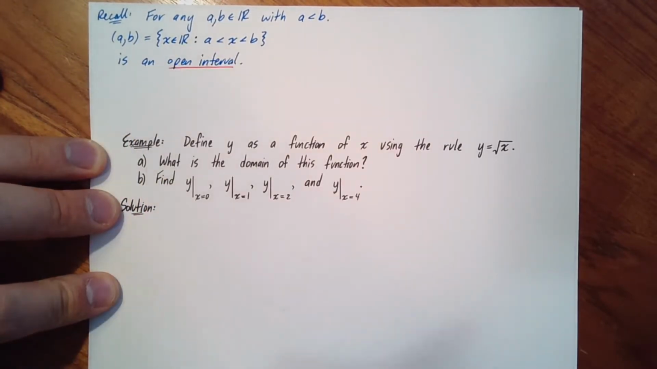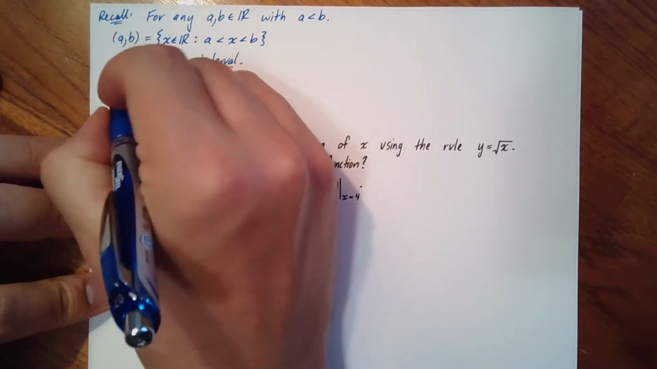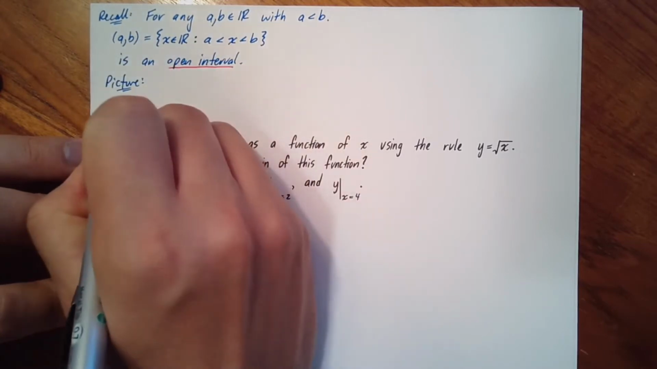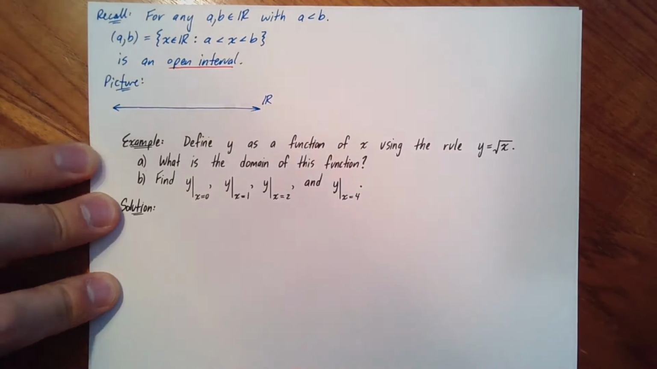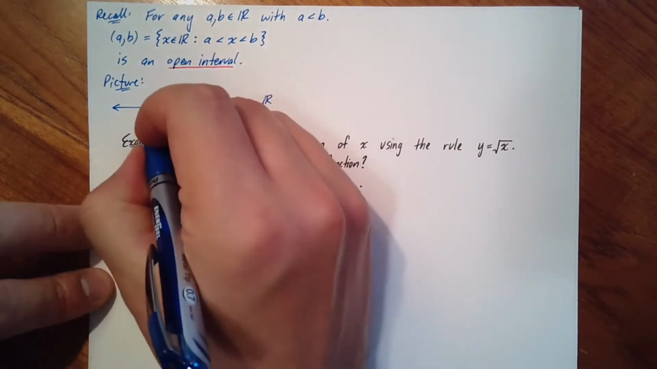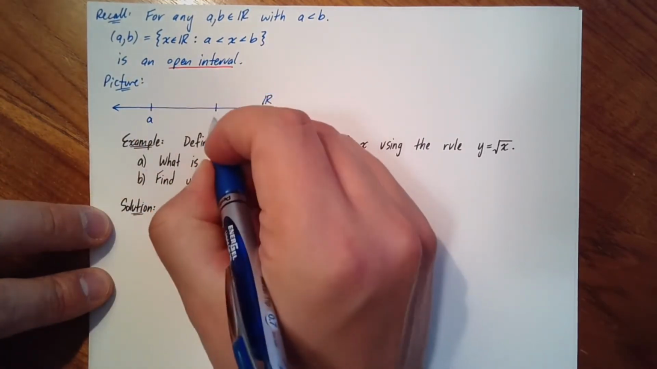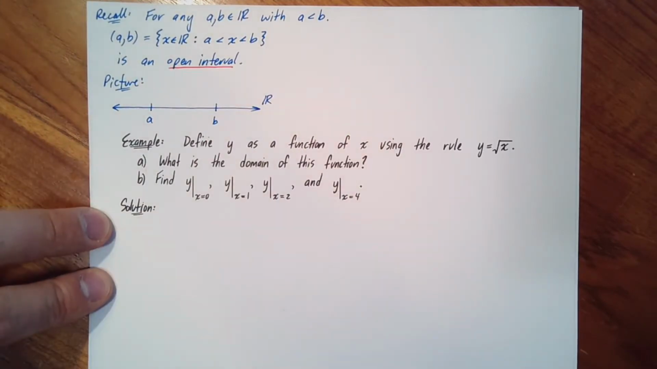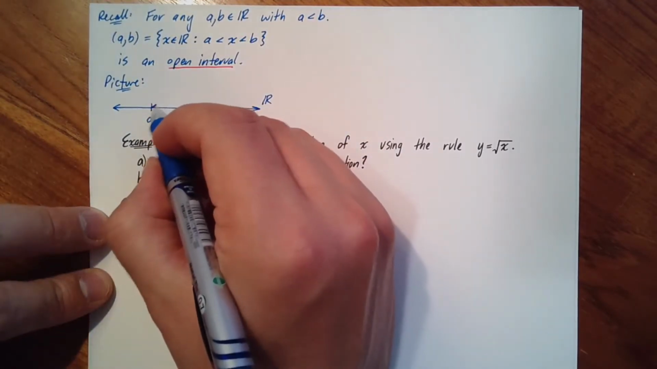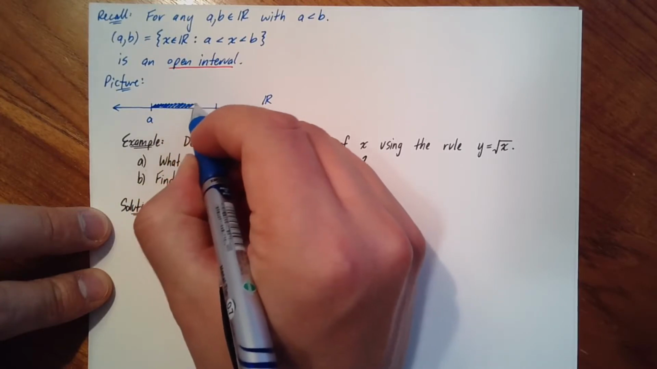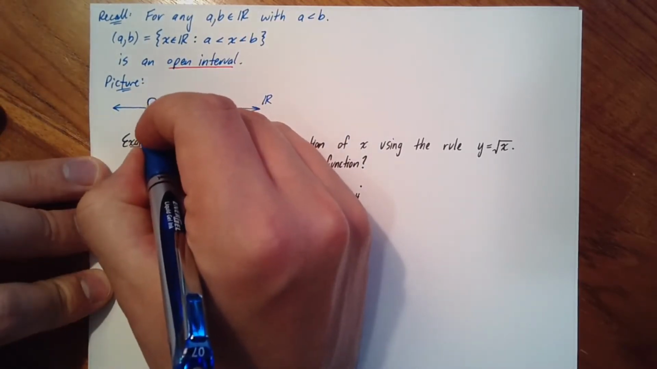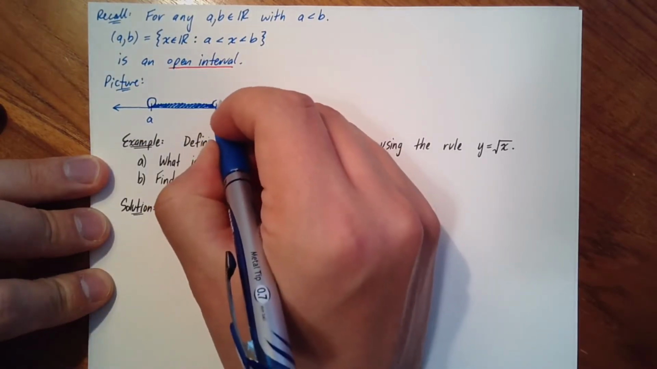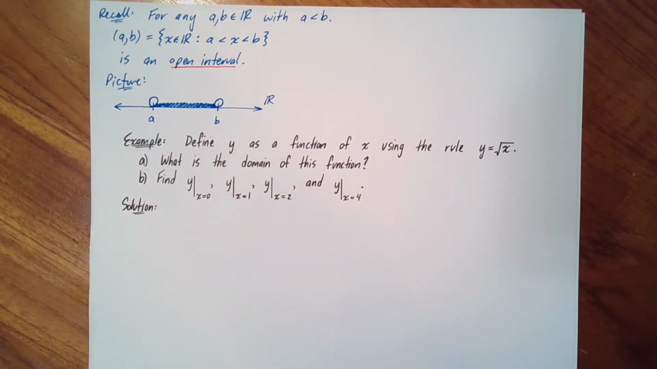And the picture, just for emphasis, is going to look like this. You've got the number line. Shall we just label it R for good measure? So A, let's say, is here, and B is here. I want the points in between. That's what that interval is going to represent. And to be more specific, I don't want to include A, so I'm going to draw a big empty dot to indicate that. And I don't want to include B either. So that's usually how I would sketch an open interval.